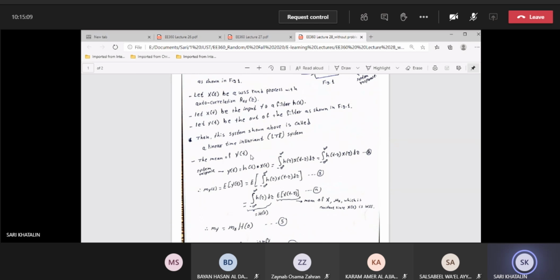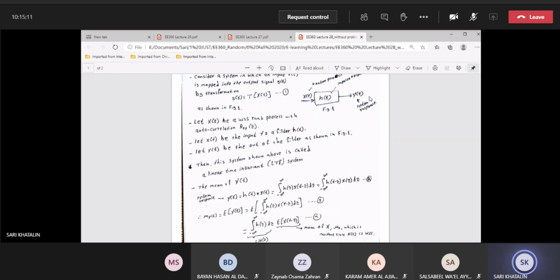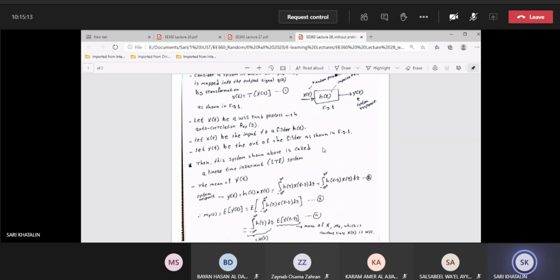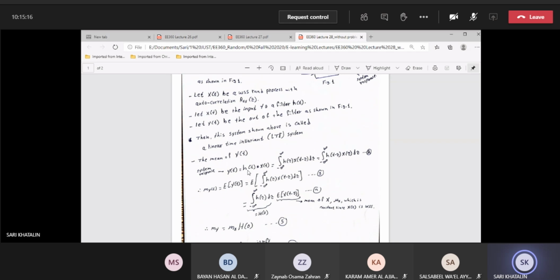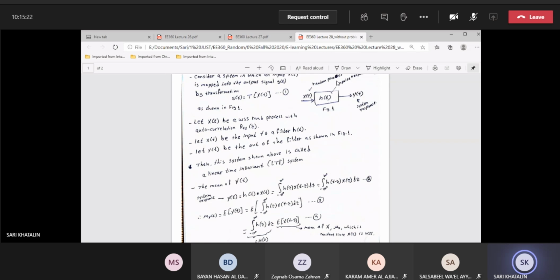Now we need to find the mean, the average, for the output of this system. And how are we going to find it? We just take the convolution between h of t, which is the impulse response, or the filter, with the input. So you just take the convolution between this one and this one.